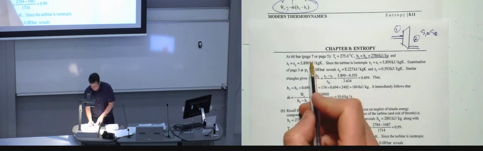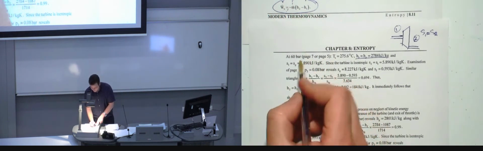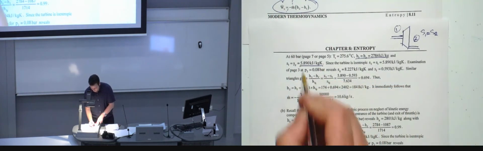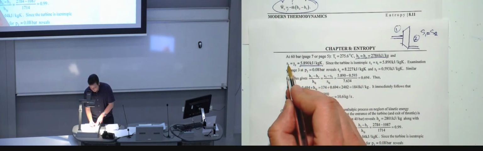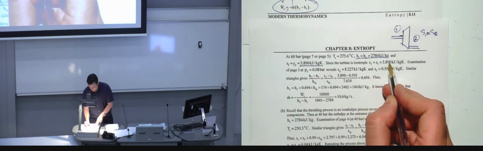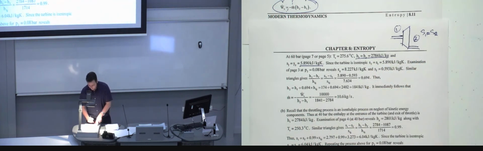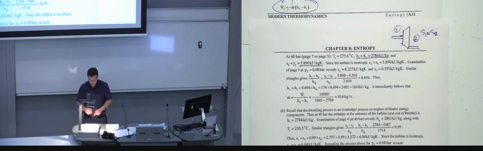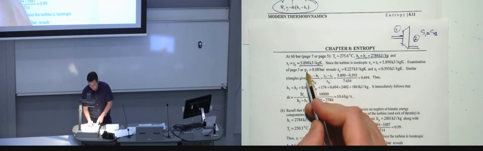So, on page 7 or 5, you find Hg and Sg very easily. And the fact that now you know the value of S1, that means that that's also the same as S2. And how are you going to use that value? Well, you've got to use the other information that you have from your question, and that was the pressure at the outlet.